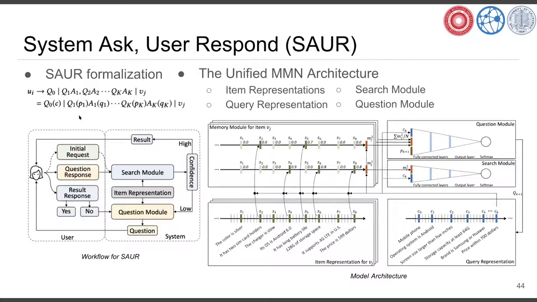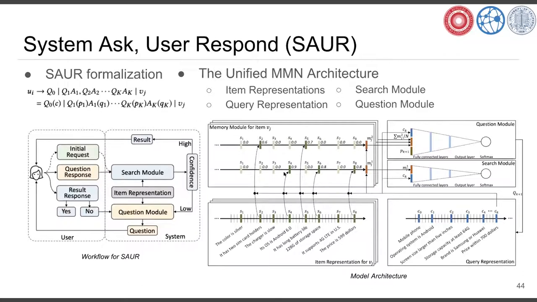Such formalization you can see in the left part, where Q0 is the initial query from the user, and Q1 to QK are the questions asked by the agent, which contain the aspect P. Such aspect P is extracted from the user's earlier reviews, and Q is the corresponding value that the user specified. After K conversational turns, when the agent feels confident, the conversational agent will make the recommendation of item V to the user.